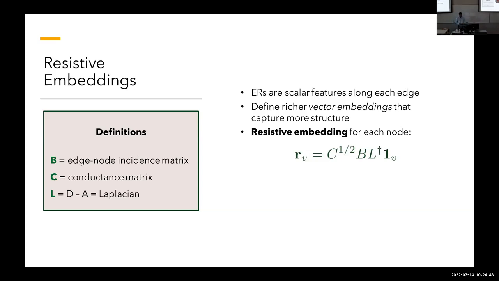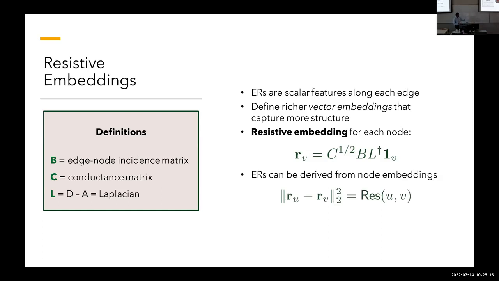It turns out I can compute this thing called a resistive embedding for each node. I don't want to go into too many details here, but L here is the Laplacian, and the thing of note is that this computation involves taking a pseudo inverse of the Laplacian. So this is potentially expensive. It can take n cubed time, which might not be that good for large graphs. But we'll show how to get around this.